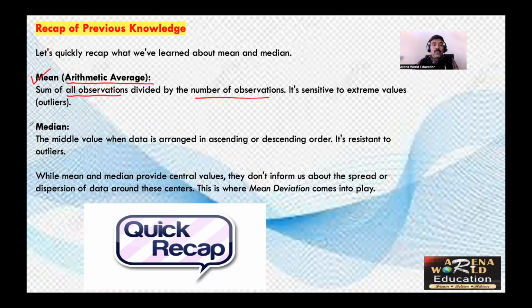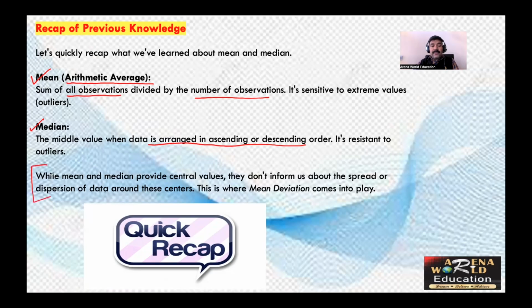If I talk about median, what is the first step? We write the data in ascending or descending order, right? If the number of terms is odd, then easily you can find the middle value. But if the number of terms is even, then what is the median? The median will be the average of the middle two, right?